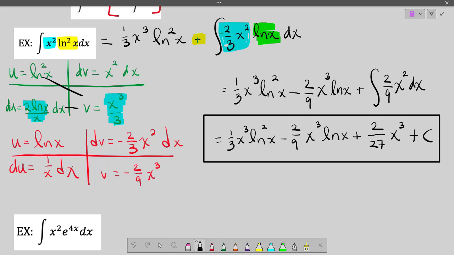You could even be the ultimate contrarian and put a 2 with the x squared and a negative 1/3 with the natural log of x. You could do whatever you want to do. It'll all come out the same.